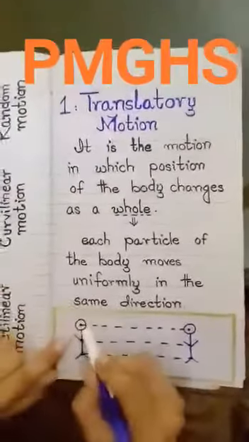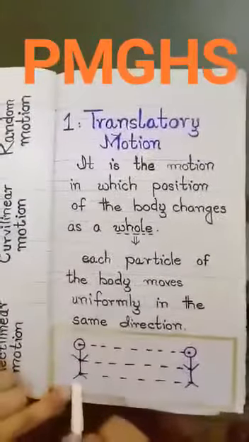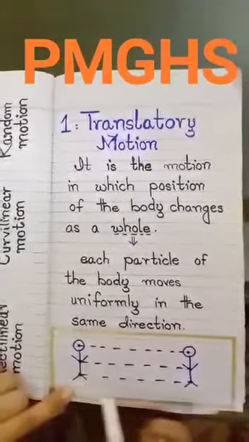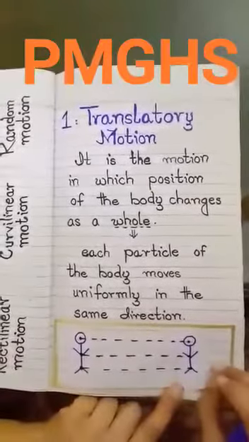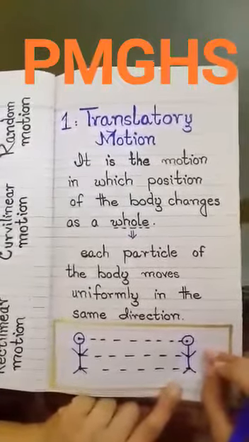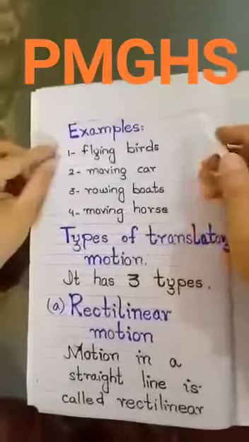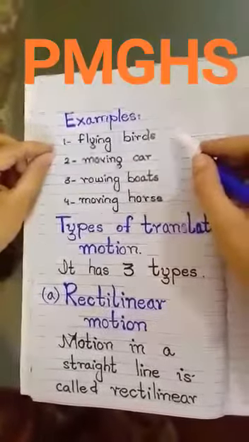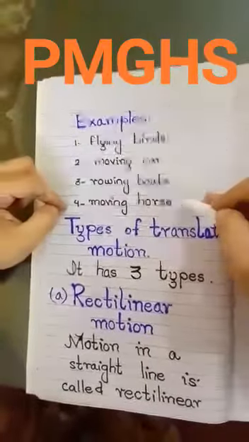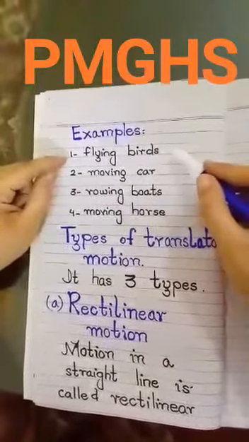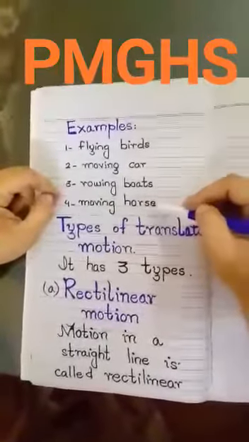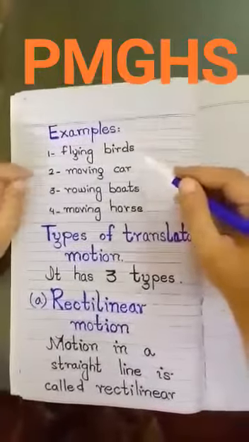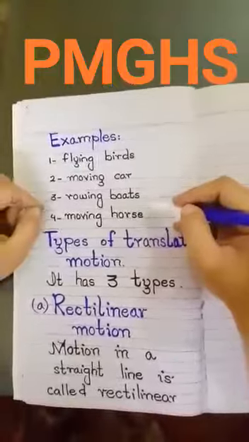Here you can look at this picture that here the person is moving. I take 3 points on its body. When after covering some distance, all these 3 points are moved in the same direction, this person performs the translatory motion. Few examples of translatory motion are flying birds, moving car, rowing boats, moving horse. When the birds fly in the sky, whole body of the birds move forward. Similarly, all these objects, car, boat and horse, when they move, the whole body of these objects move forward, and thus they perform the translatory motion.